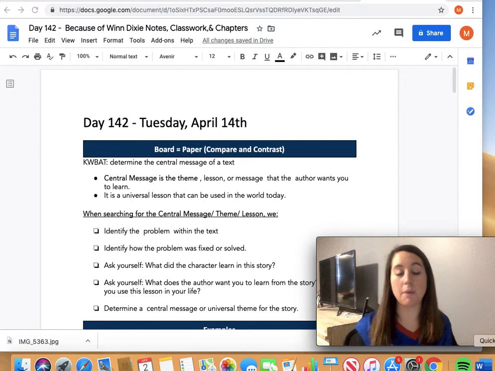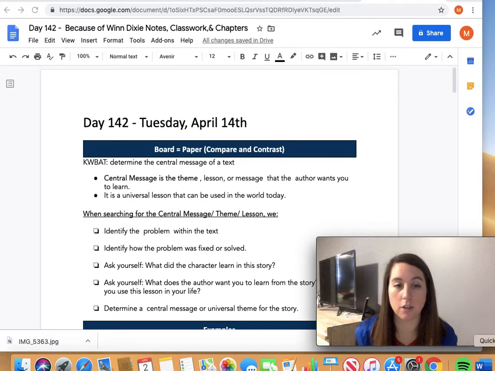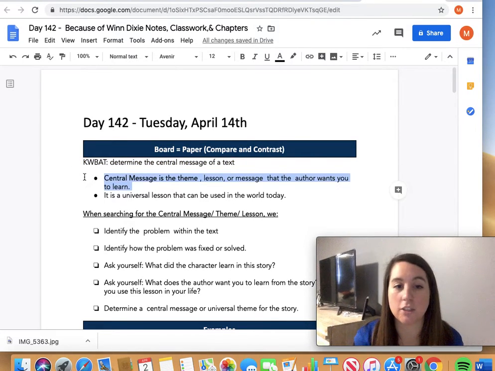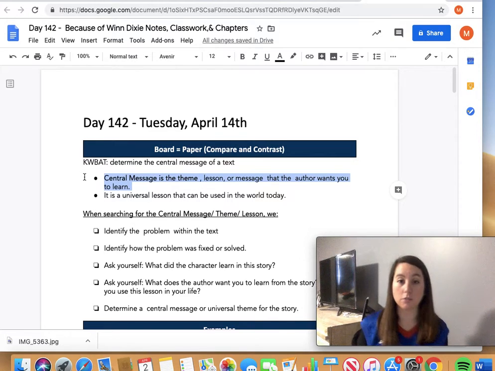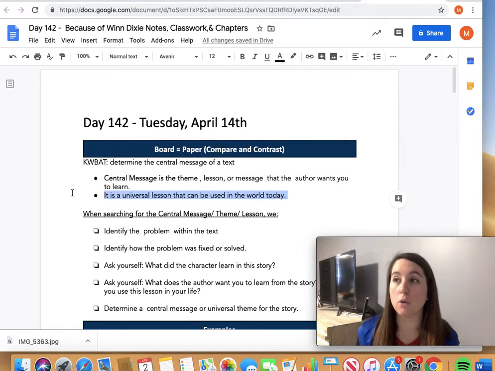Central message can also be called theme, lesson, or message that the author wants you to learn. So if you look up here on your notes, Kipsters will be able to determine the central message of a text. The central message is the theme, lesson, or message that the author wants you to learn from the story. So this is a universal lesson that anybody can use in the world. So you don't want it to say the character's name in it because it's a message that can be applied to everyone. We'll get to some examples in a minute.